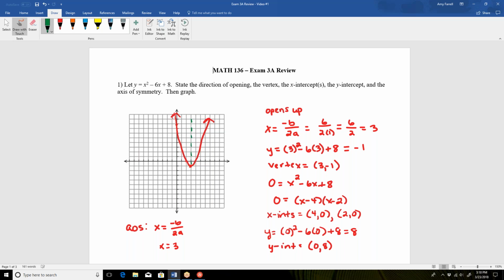So this is our axis of symmetry. It is important that you write x equals 3 and not just the number 3. It is the equation of a line. It is not just a number. It's the equation of a vertical line.